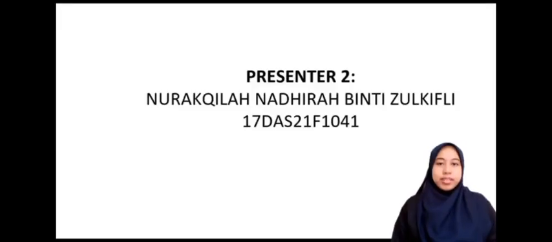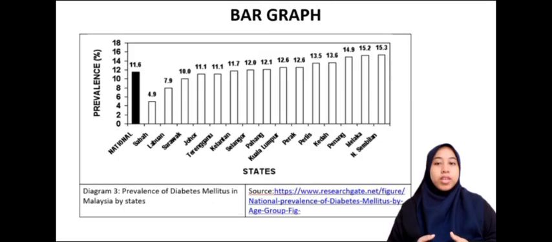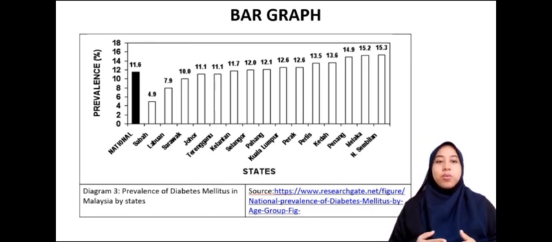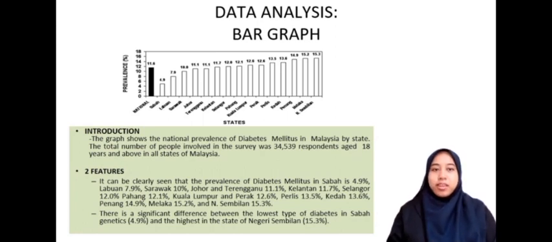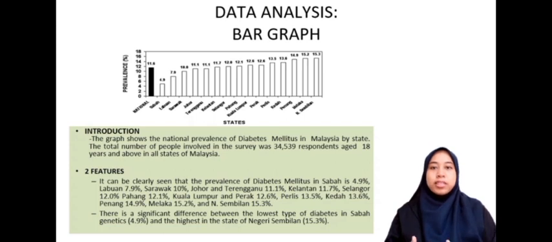Hi, my name is Nur Ramadhan Lamzul Kipni, matrix number 17-21F1041. Today, I will explain about the prevalence of diabetes mellitus in Malaysia by state. Based on this bar graph, the data source is taken from the Malaysian National Health Survey 3, 2006. Introduction for this graph: the graph shows the national prevalence of diabetes mellitus in Malaysia by states. The total number of people involved in the survey was 34,539 respondents aged 18 years and above in all states of Malaysia.